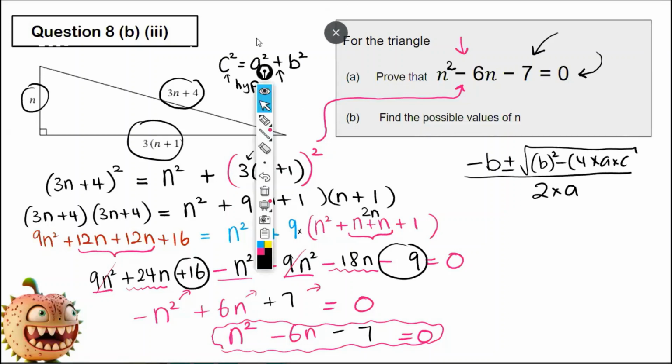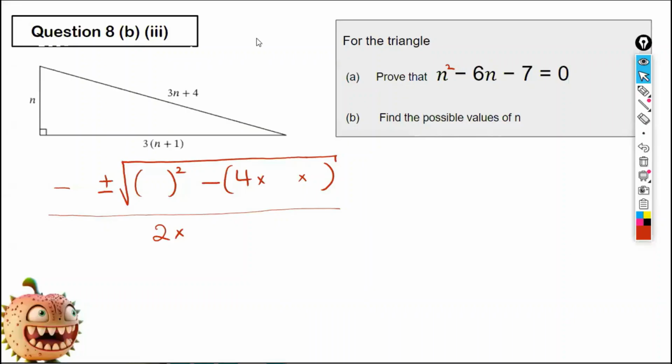I'm going to write back this formula a little bit neater. All right, so let's see. I have the formula lined up here. Let's make sure we have a, b, and c correct. So a is 1, b is minus 6, and c is minus 7. Now remember, the formula says minus b, so we have two negative signs that will come together here. For a is 1, c is minus 7.